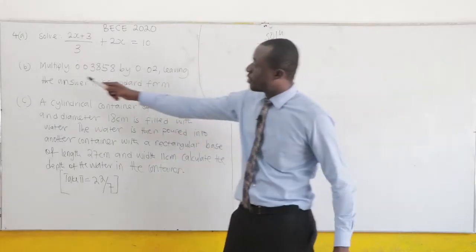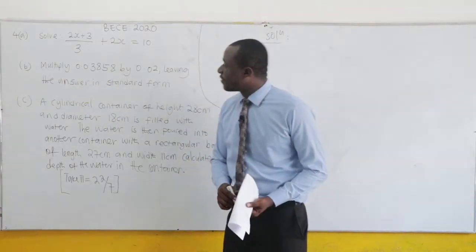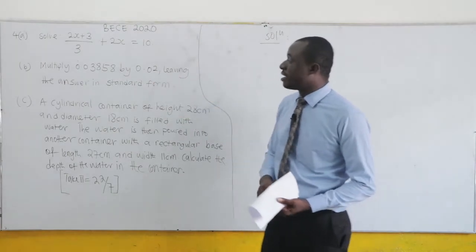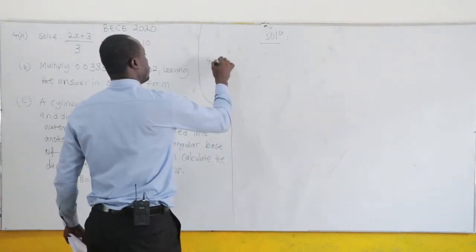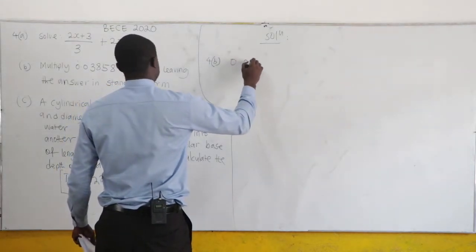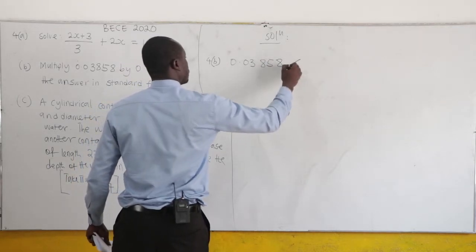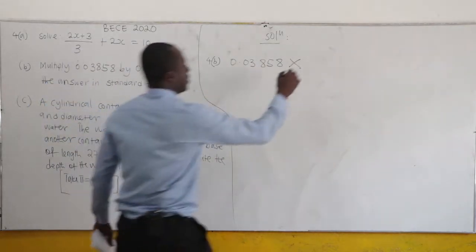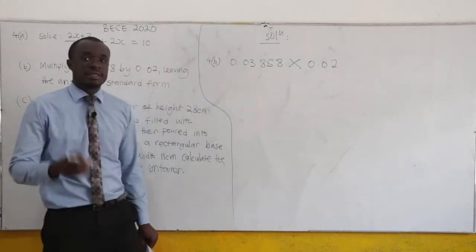B.E.C.E 2020, question number 4b. Multiply 0.03858 by 0.02, leaving the answer in standard form. So our 4b, we have 0.03858. So we should multiply by 0.02, leaving our answer in standard form.